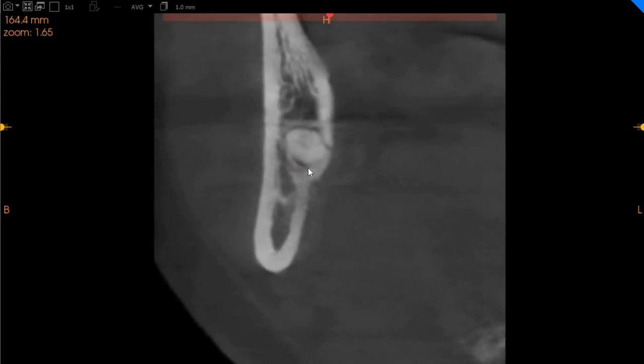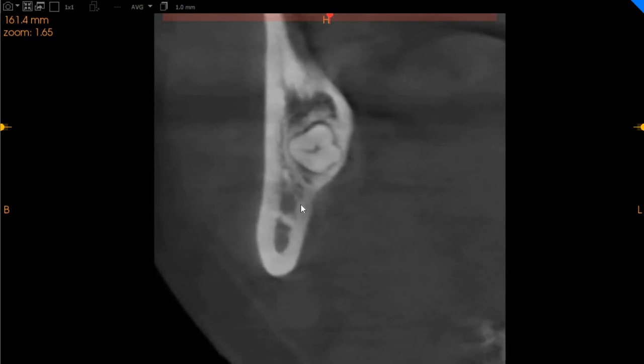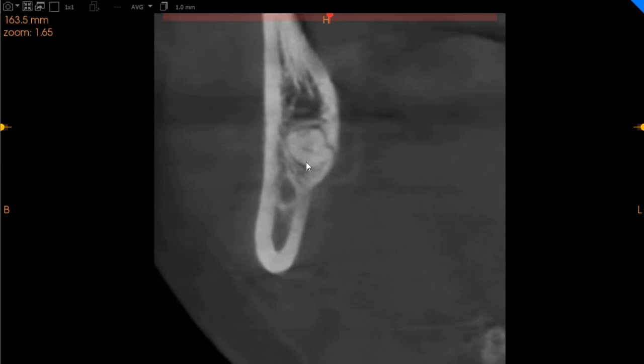So again, this is the normal architecture of the inferior alveolar nerve right there. It's rounded, and as we are moving closer to the lower left wisdom tooth, the architecture then changes, and we can see that it gets compressed by the lower left wisdom tooth.